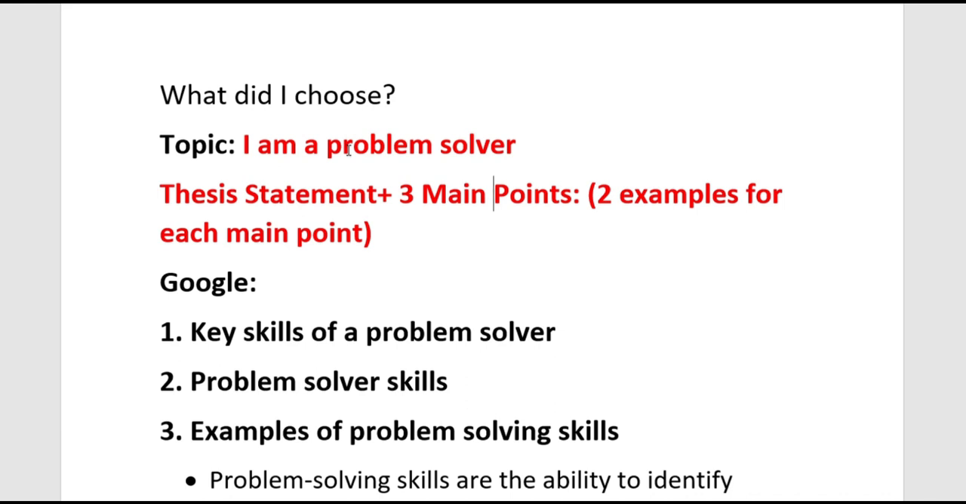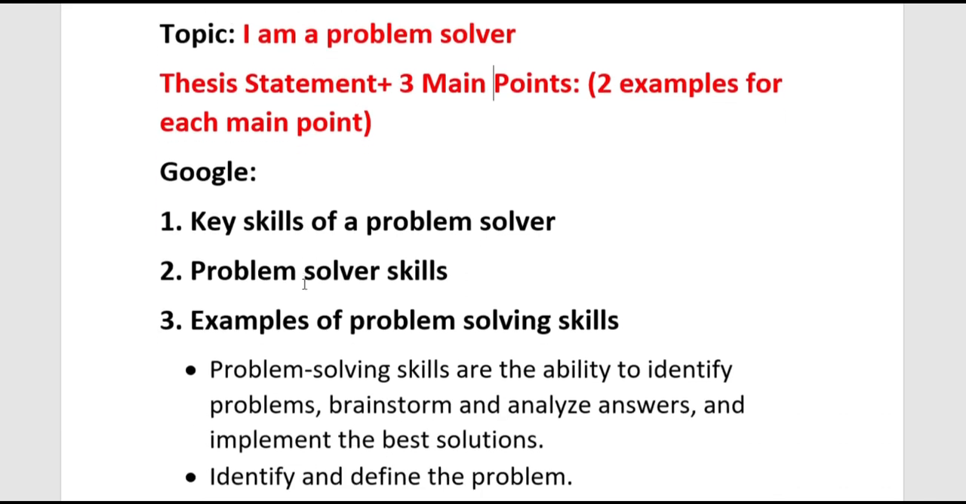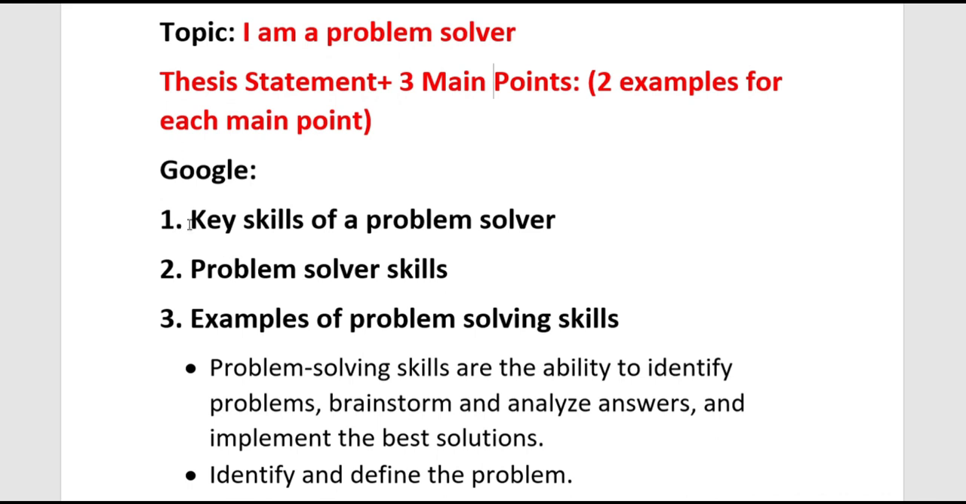Now you have to Google it a little bit. So in Google, you have to write key skills of a problem solver. You see, Google does not give you things just like that. You have to rephrase or sometimes give keywords, and it gives you what you are looking for. So key skills of a problem solver, or problem solver skills, or examples of a problem solving skill, or even examples of a problem solving person, things like that.